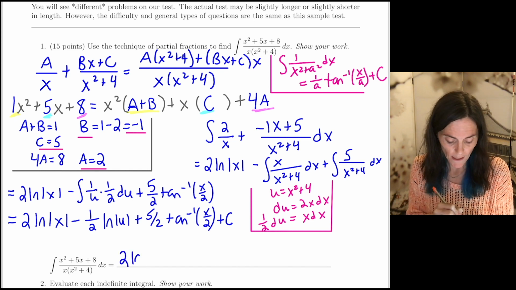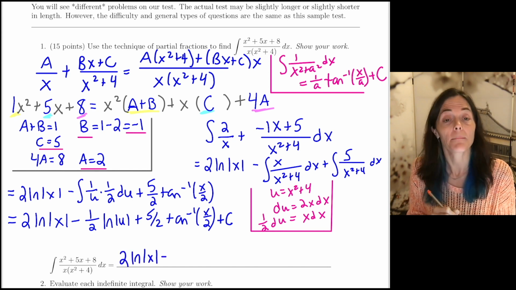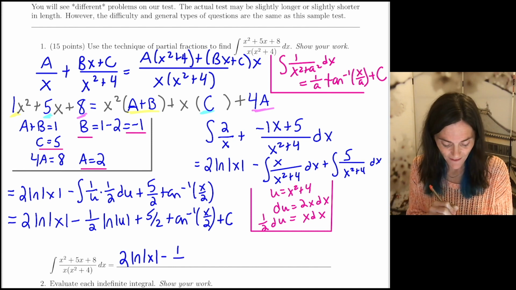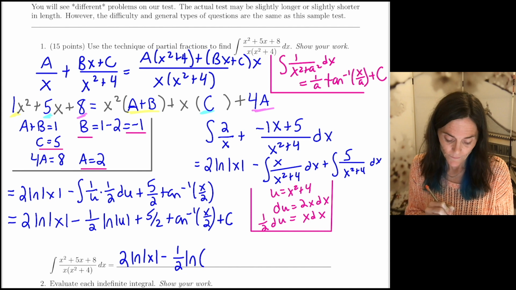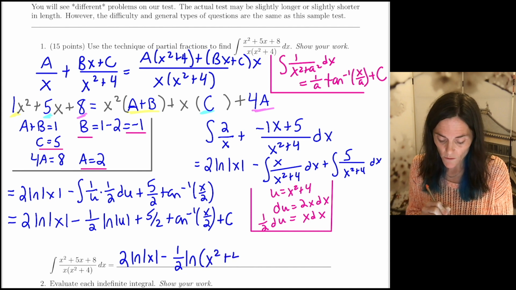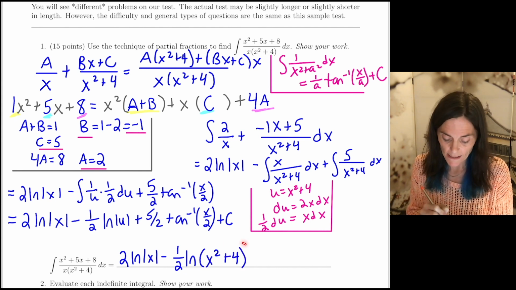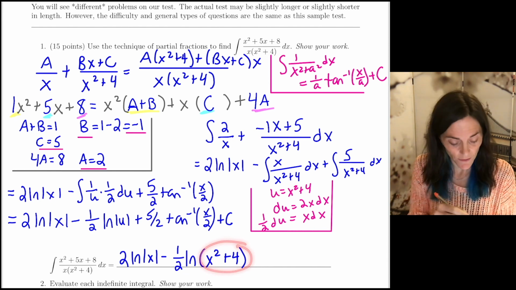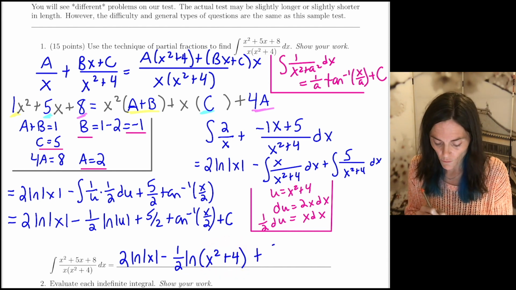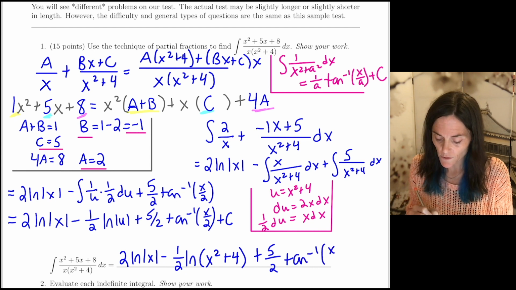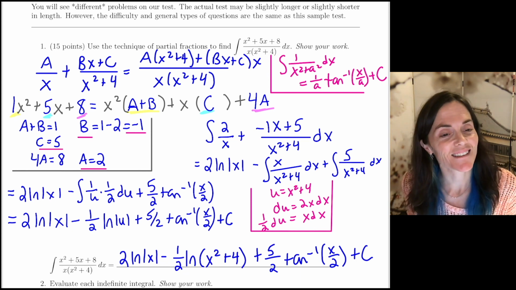So this is 2 ln absolute value of x minus 1/2 ln. I could leave the absolute values, but I don't have to because inside here is always non-negative. And then I have 5 over 2 tan inverse of x over 2 plus c. This is my answer to number 1.